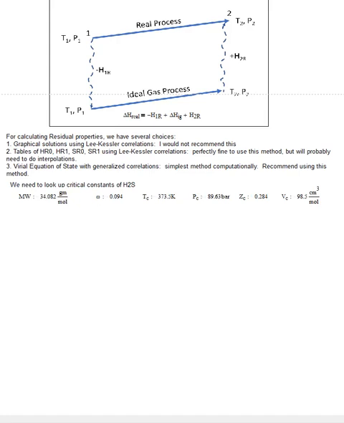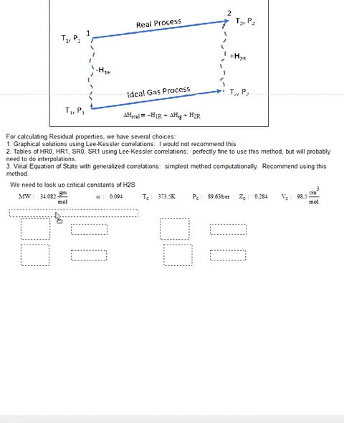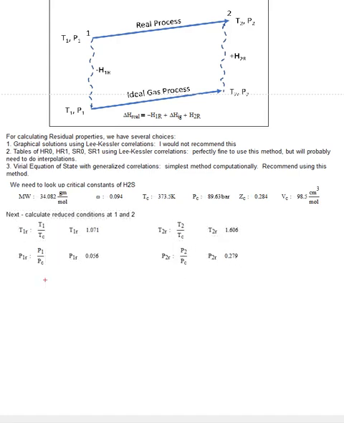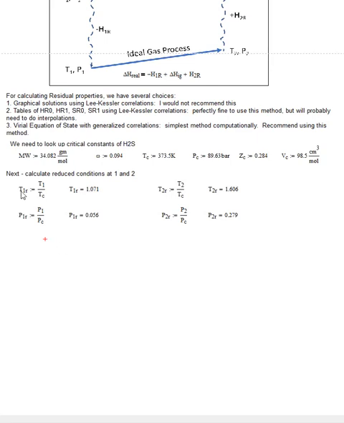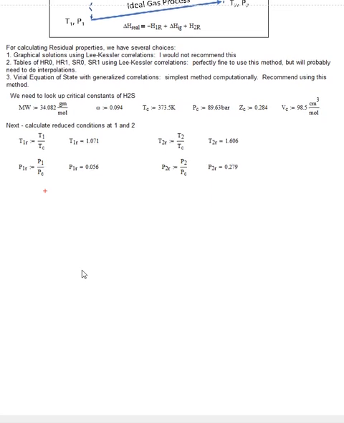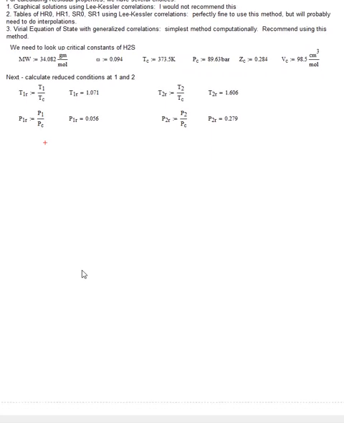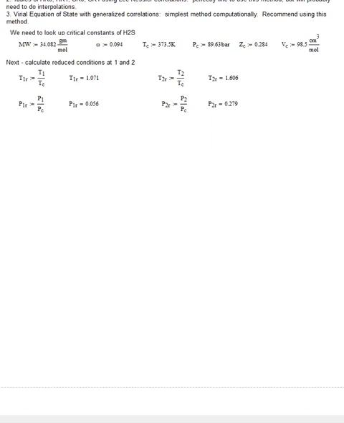The next thing we do for these kinds of problems is we calculate our reduced variables. So our reduced temperature and our reduced pressure. I'm calling them T1R and P1R, and then T2R and P2R. You can see these are our variables, and you can see right away that if we were to use the Lee-Kessler tables, we would have to interpolate every time. So that's a good reason not to use those tables.